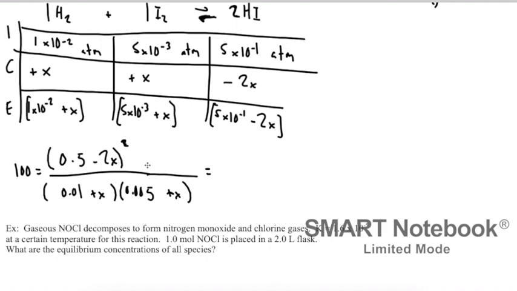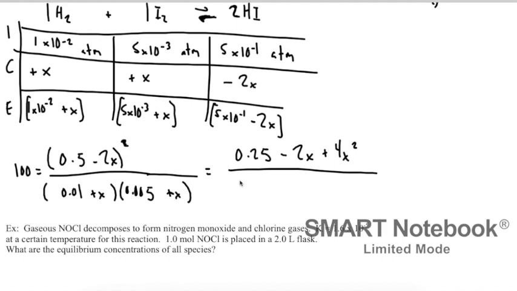And of course, when I square something, I'm just multiplying it by itself. So I can just FOIL that. And I'm going to get 0.25 minus 0.5 times 2x, which is 0.5 times negative 2x is negative x. So I get negative 2x plus 4x squared is me foiling that. And then FOIL the bottom, of course, 0.01 times 0.05.